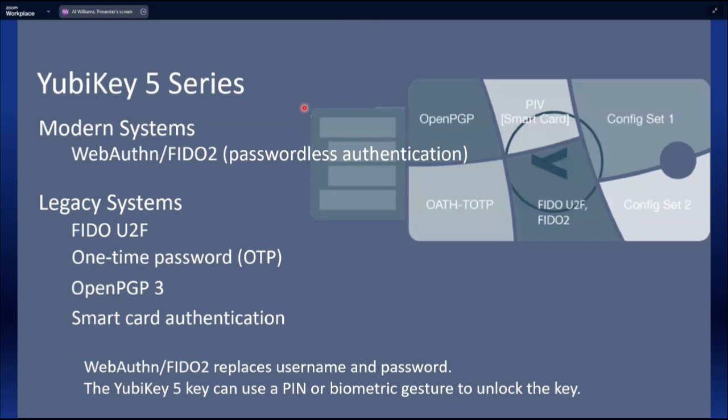For modern systems, which are going to passwordless authentication, which we may call passkeys, but it's really called web authentication or FIDO2. There's FIDO U2F, one-time password capability, OpenPGP, smart card authentication. This YubiKey 5 series supports all that. The YubiKey 5 series can use a PIN or a biometric gesture to unlock the key. When it says biometric gesture, what it means is you tap the key. The PIN, in one account I have, it requires a PIN with the key to get in. There's a lot of capability with the YubiKey 5.